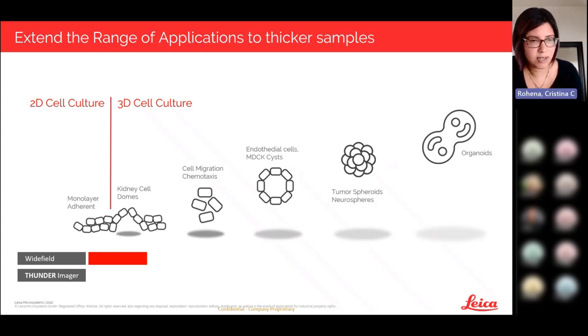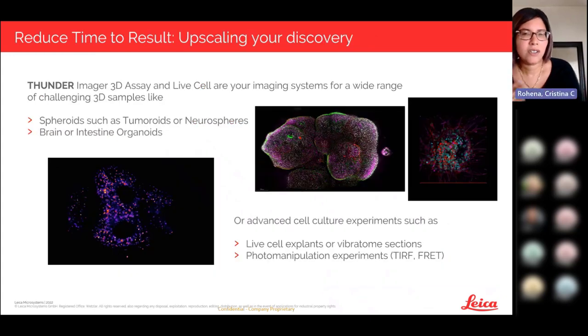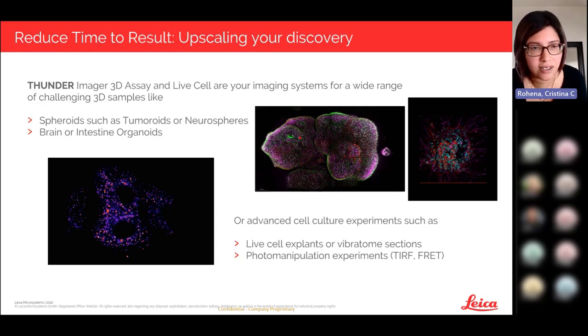Traditional Widefield microscopy is really great at the imaging of thinner samples, monolayers of cells, maybe some kidney cell domes. But as you start getting thicker and thicker, the Widefield microscopy becomes a little bit more challenging, again, because of that out of focus blur. However, with our Thunder imagers, it does allow you to extend your range of applications by really being kind of independent to the thickness of your sample as far as is shown here. So really with our inverted systems, you're able to reduce that time to result by upscaling your discoveries.